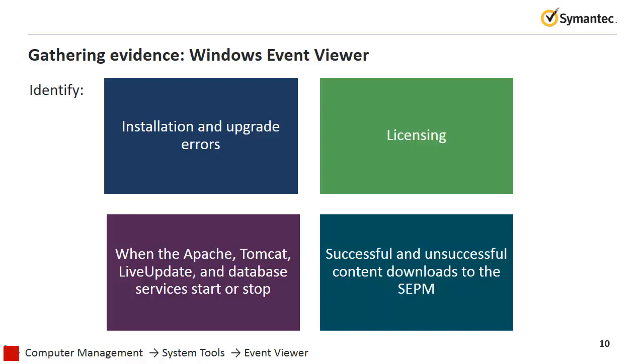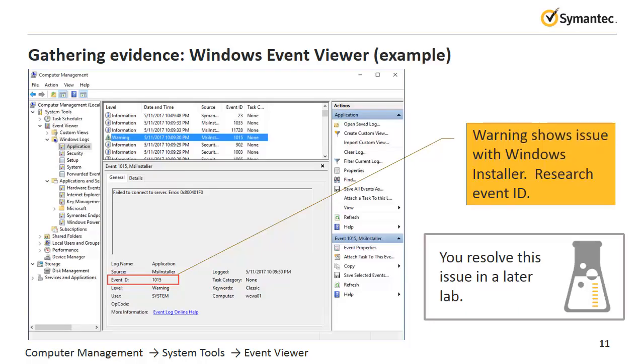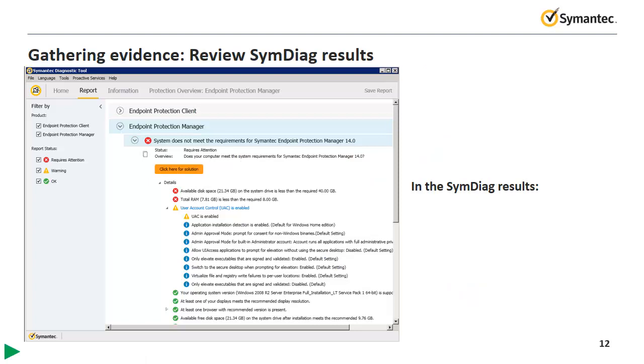In addition to writing to the install_log.error, you can find entries in the Windows Event Viewer. During the Gather Evidence phase, use the Windows Event Viewer to see other errors related to the items shown on the screen. Here's an example of what you can see in the Windows Event Viewer. The log entry shows an issue with the Windows installer. You can research the event ID in the Semantic Knowledge Base or review Windows services for more information. If you're running through the labs in this course, you resolve the issue in a later exercise.